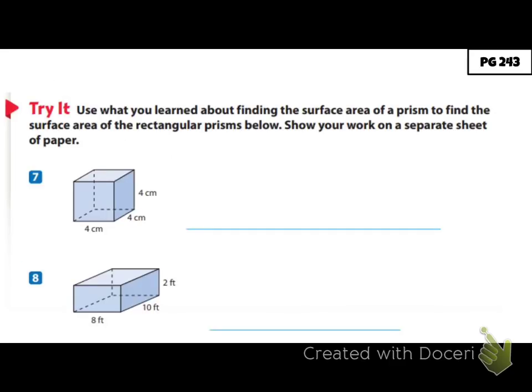So now I want you to try it. Look at what we did up above and follow those steps. So pause the video, take a couple moments to work your way through this, and then we can resume the video to check your answers.